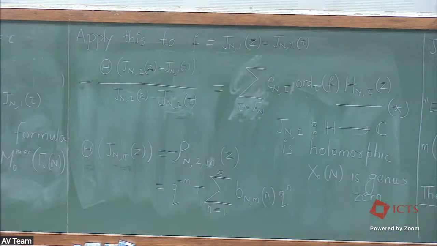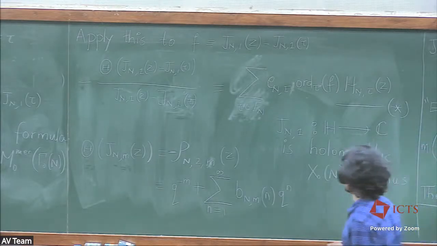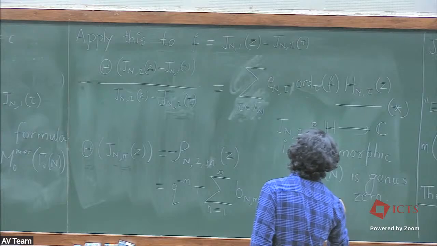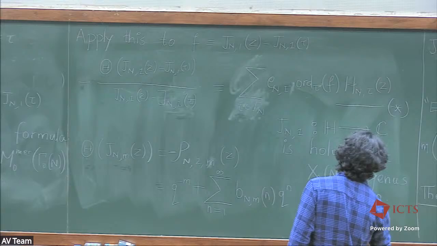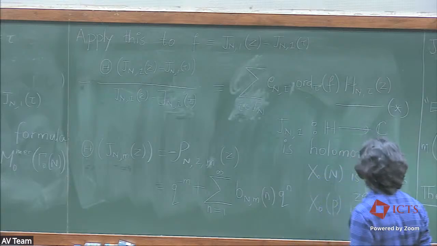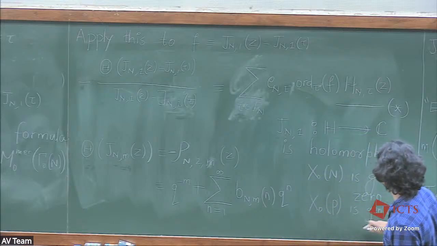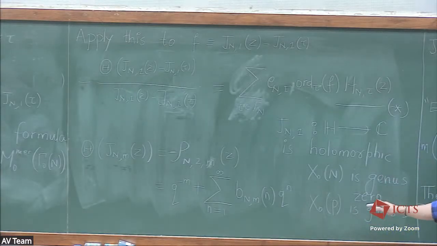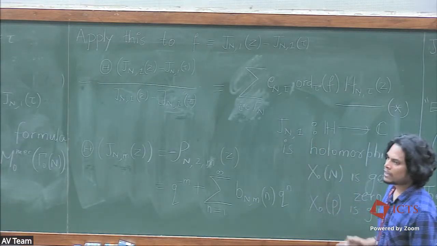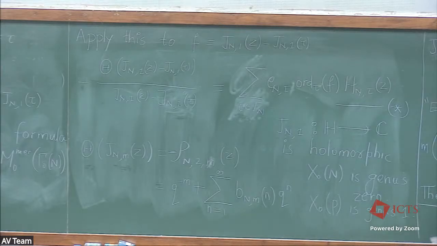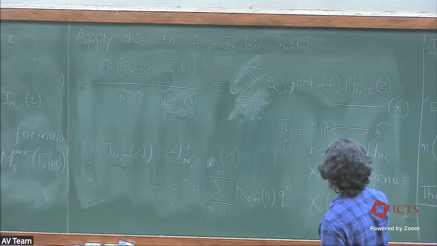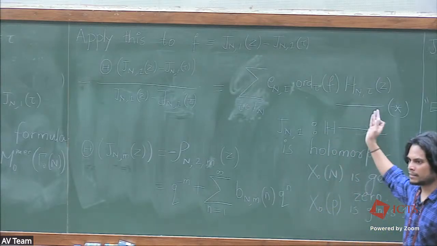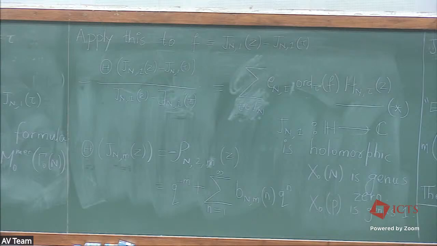There are an infinite class of such n's for which this is true. This is also true for some primes, I believe. For example, if X naught p is genus 1 for p prime, then also one can show that these functions are holomorphic, and in those cases this theorem applies. There might be other values of n for which these are higher genus and still holomorphic. That might also happen. But at least for these two classes, this definitely applies.